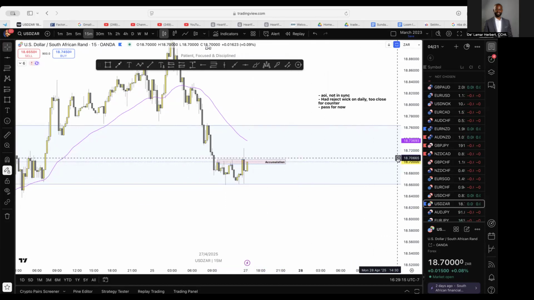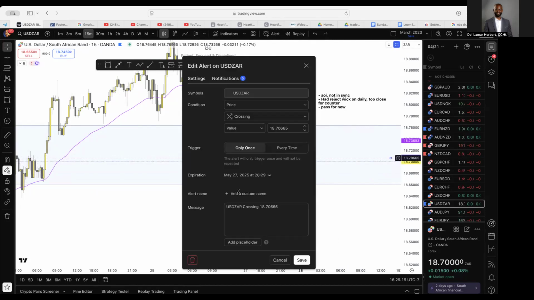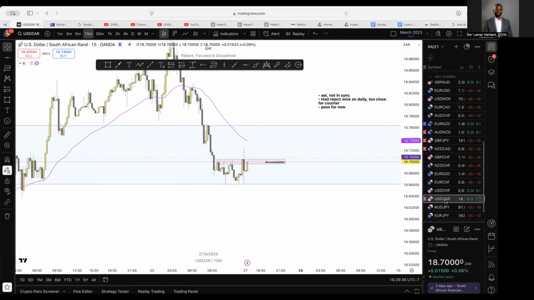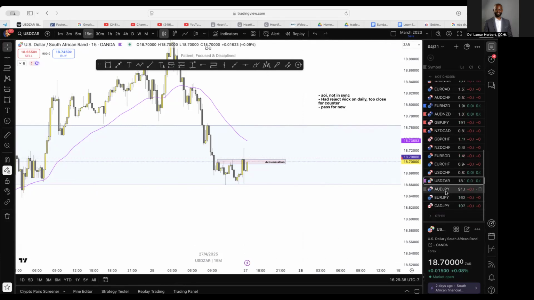So I'll just throw an alert here to look for a break of accumulation. How fast that works, huh? We'll look for a break of accumulation, see if it respects that zone. And I'm gonna make this purple because we're gonna say this is more than just better. It's almost ready.